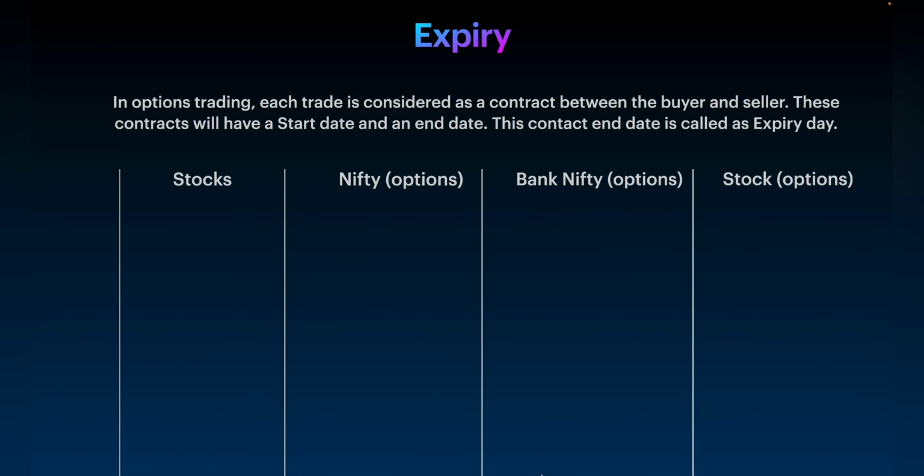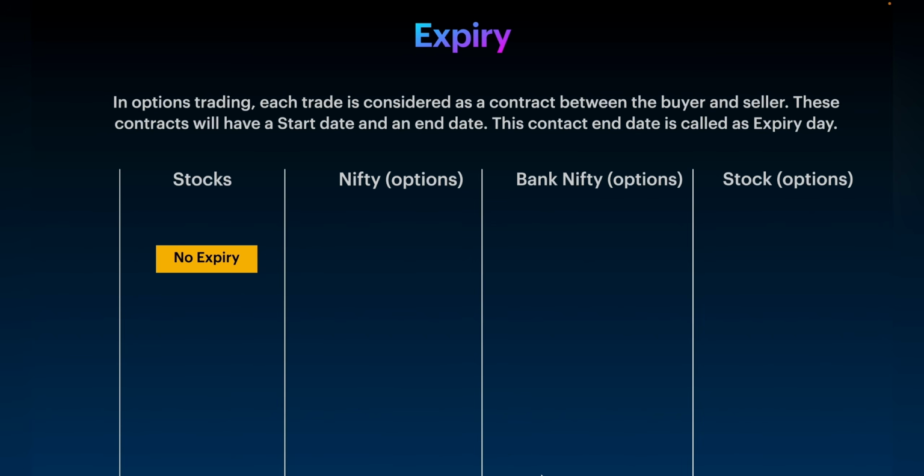Now traders, if you're trading in stocks, you do not have any expiry. If you want, you can buy 1 stock, 10 stocks, however many stocks you want today, and you can keep it with you for 1 year, 10 years, lifelong. But if you're trading in options, then there will be an expiry day.